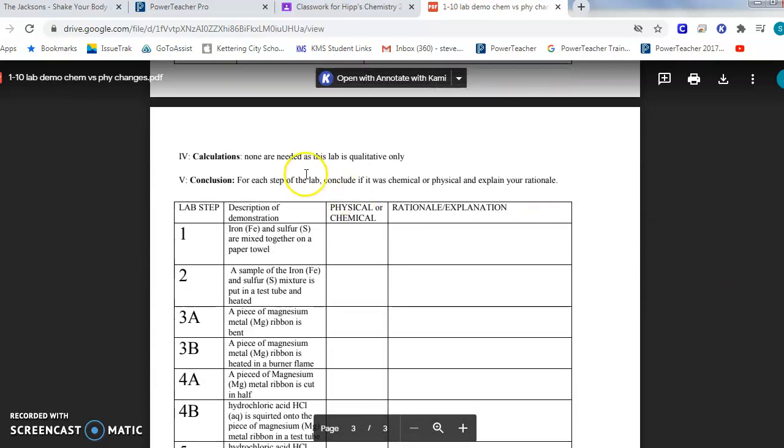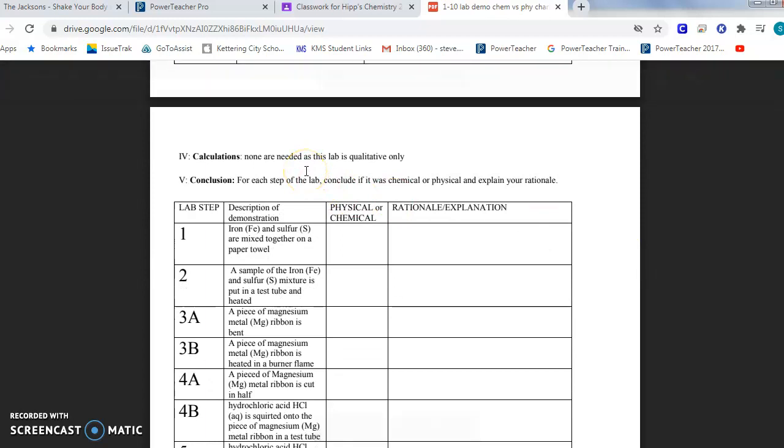There are no calculations, so you're just going to be watching. You're not actually going to be measuring things. So you're going to be making qualitative observations. You're going to be looking for the qualities of what you see. No measurements. Measurements, again, are quantitative observations.